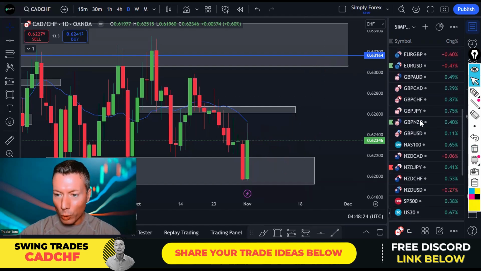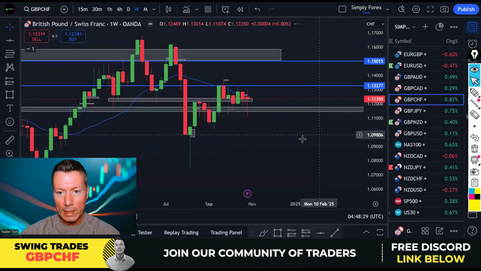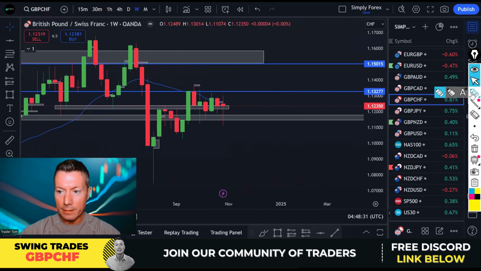And there's one more Swiss franc pair, pound Swiss franc. If we look at the weekly chart, now unlike a lot of those Swiss franc pairs, this is in an uptrend. Okay, but again, it's an uptrend stroke range. Yeah, these Swiss franc pairs are just bouncing off a range.